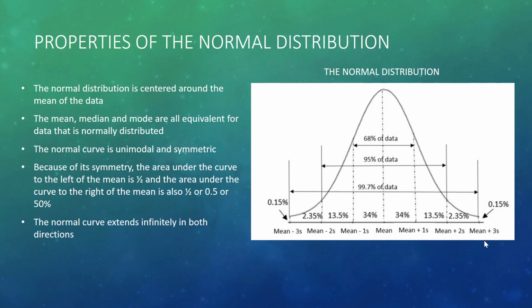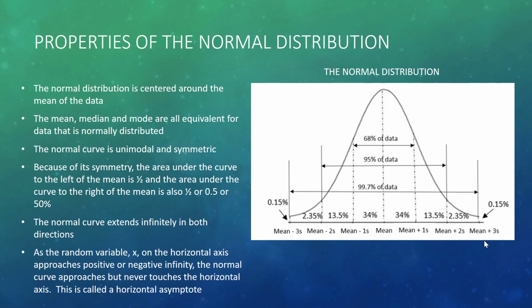The normal curve extends infinitely in both directions. As the random variable x on the horizontal axis approaches positive or negative infinity, the normal curve approaches but never touches the horizontal axis. This is called a horizontal asymptote.